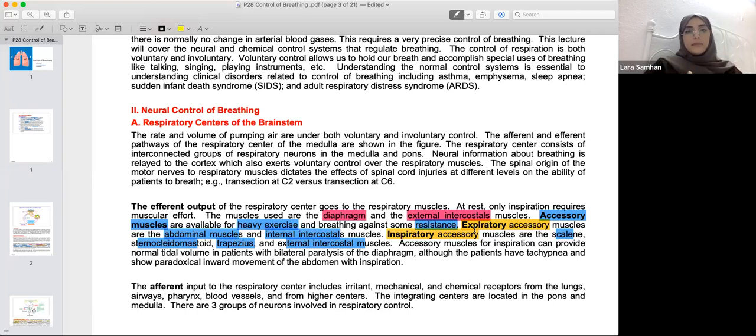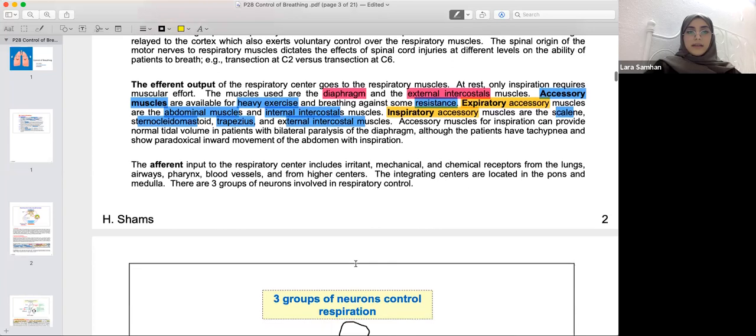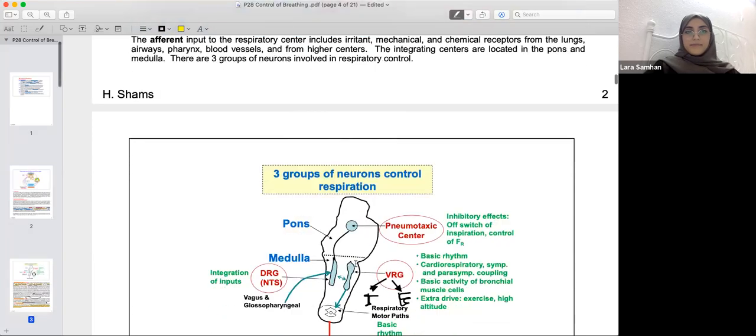inhalation as if the diaphragm is actually available. So those are basically the idea or the concept behind the accessory muscles. Okay, so now moving on.